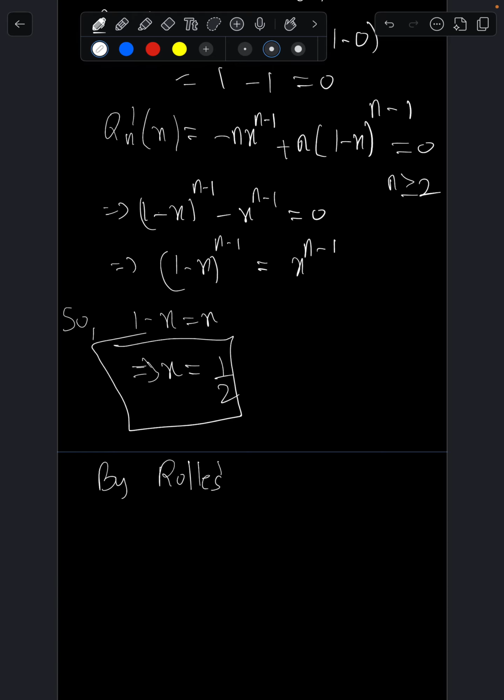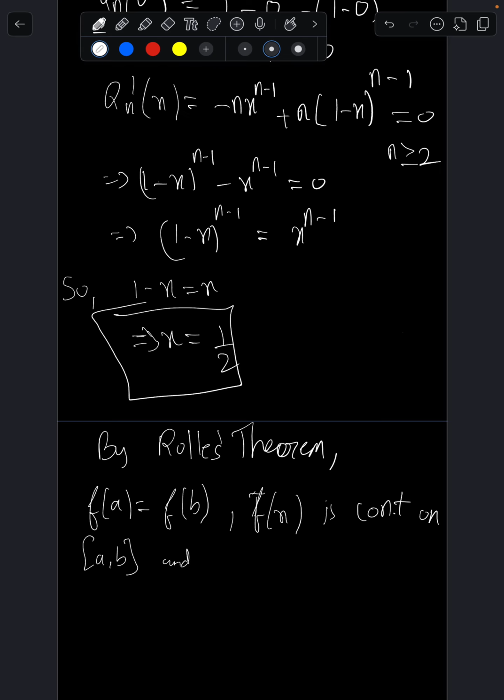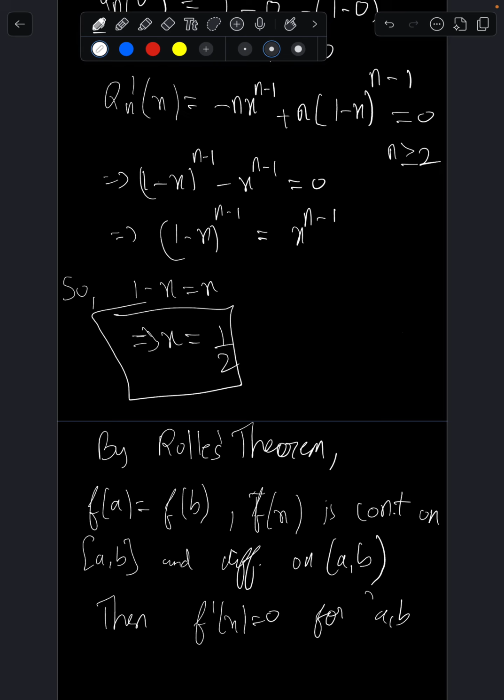By Rolle's theorem. Rolle's theorem says that if f of a is equal to f of b, and f of x is continuous on a comma b and differentiable on the open interval a comma b, then f prime of x equals 0 for some x belonging to a comma b.